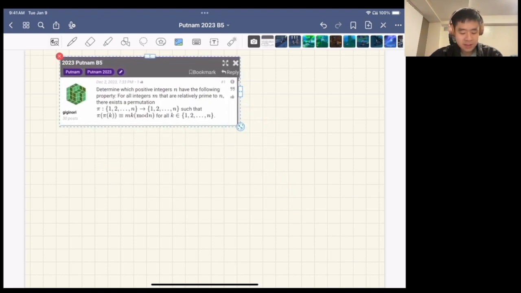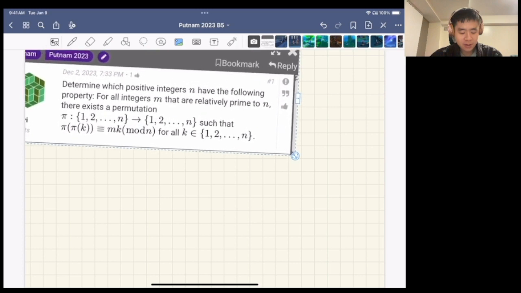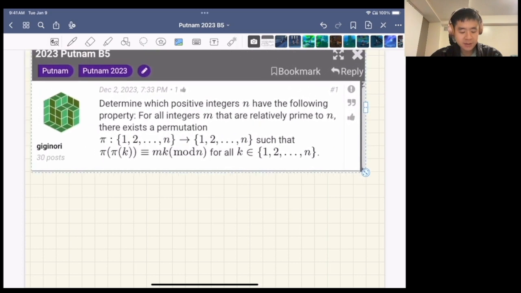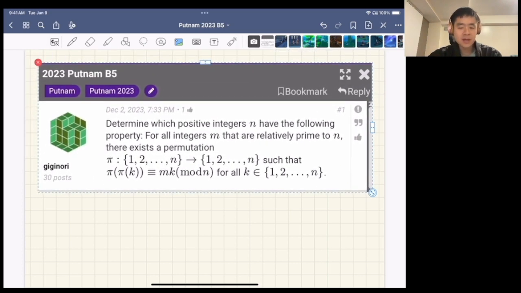Basically, it asks us to find all the positive integers n such that when you multiply the numbers from 1, 2, 3, 4 all the way to n times a number m, where m is relatively prime to n, you can always find a permutation that takes the set 1 to n to the same set 1 to n, such that m times k is the permutation applied 2 times.